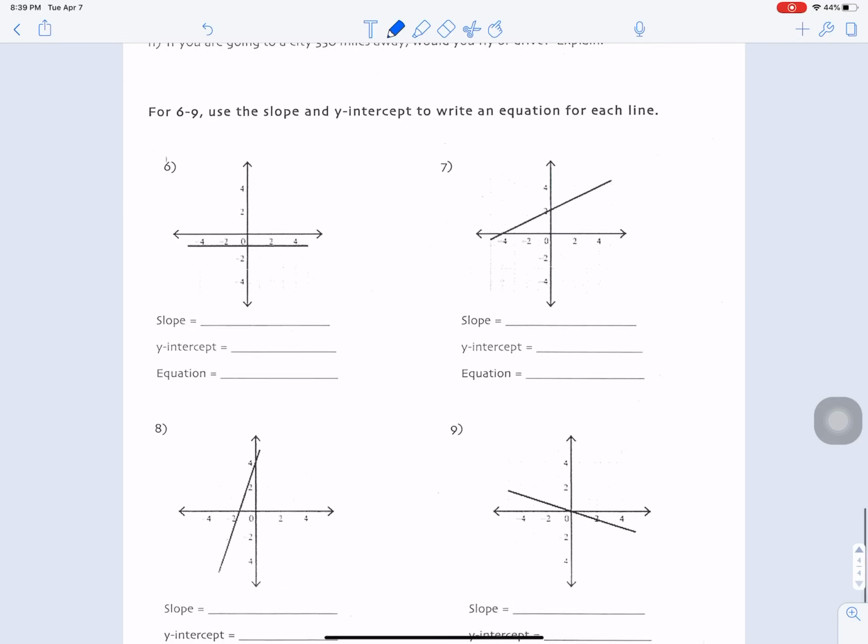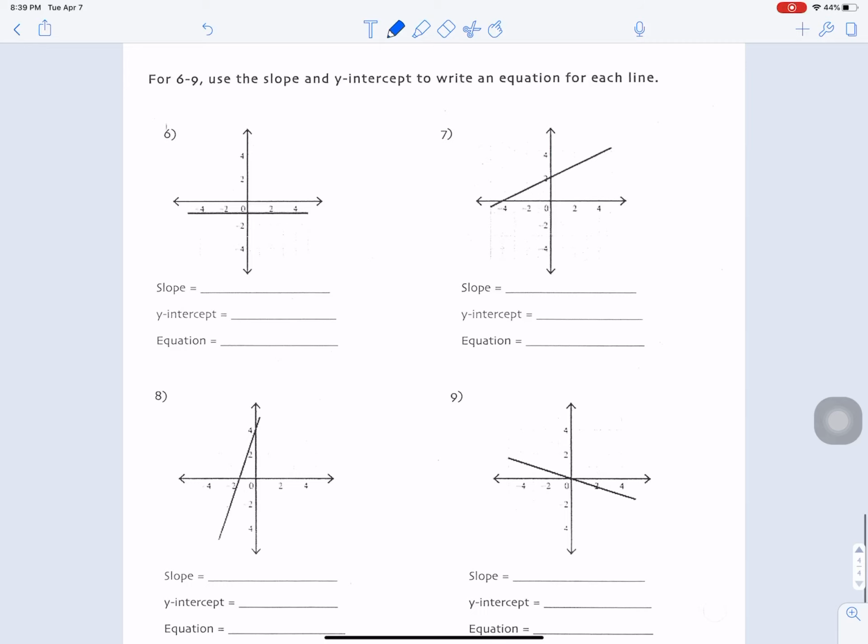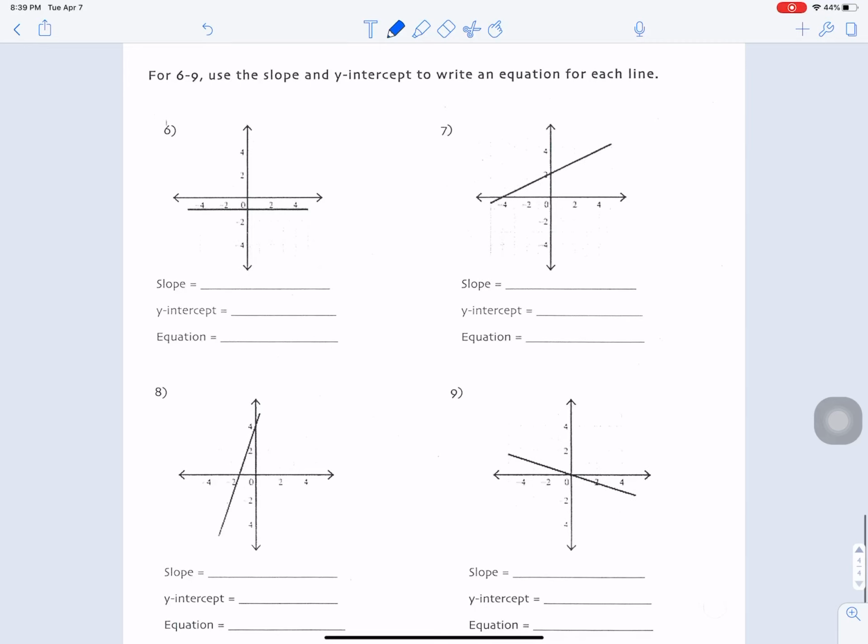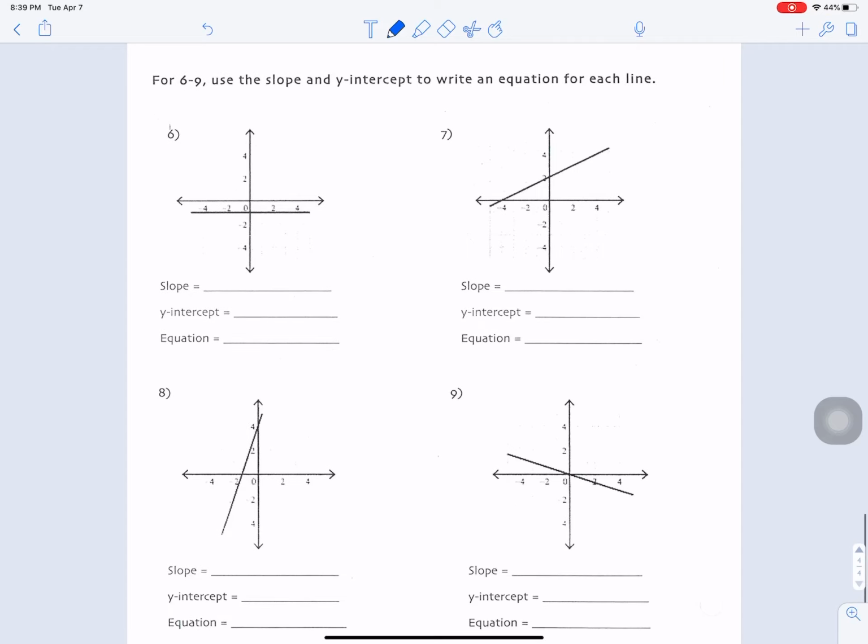And then here, use the slope and the y-intercept to write an equation for each line. In this case, for number 6, there is no slope. In this case, y is always a certain number, and it looks like it's right in between 0 and negative 2. So the y-intercept is negative 1, and y is always negative 1 because there is no slope. So we're just going to say no slope. Here it's very easy: y equals negative 1.